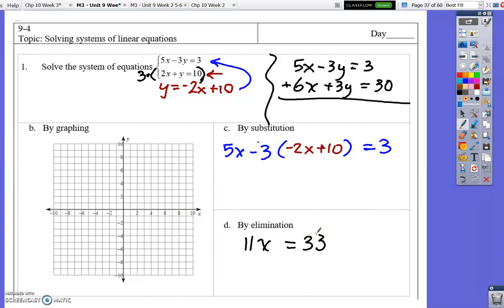So go ahead and pause the video at this point and finish up this warm-up. And the answers will be here in a minute. Make sure you pause and do the work yourself.